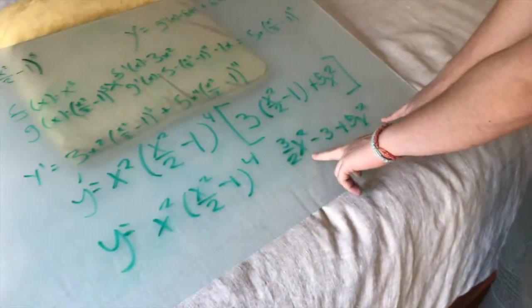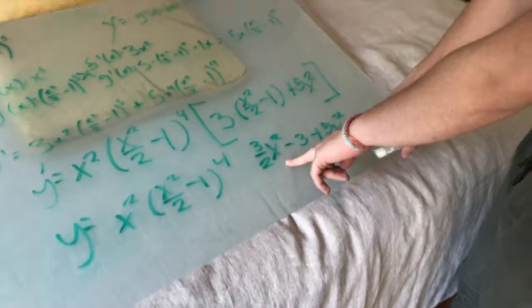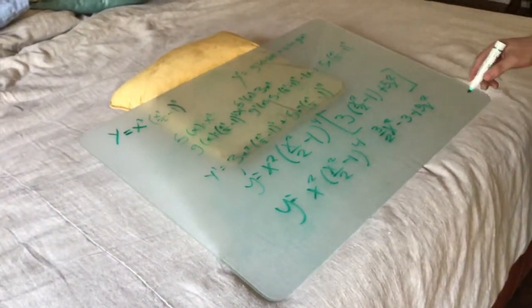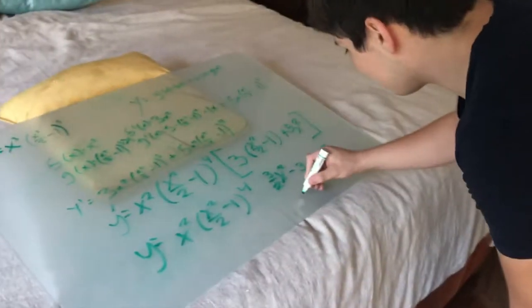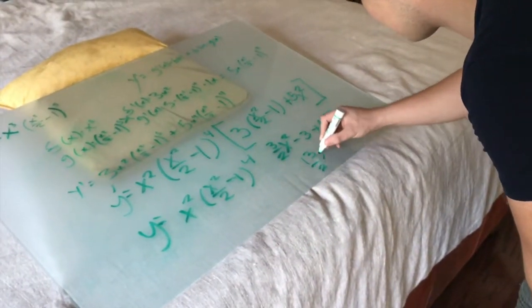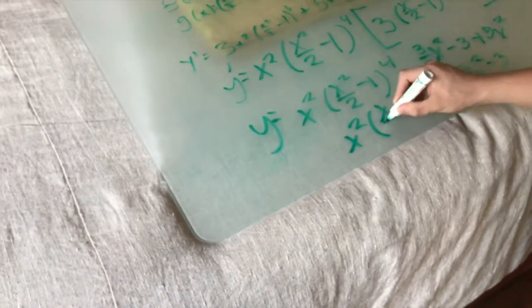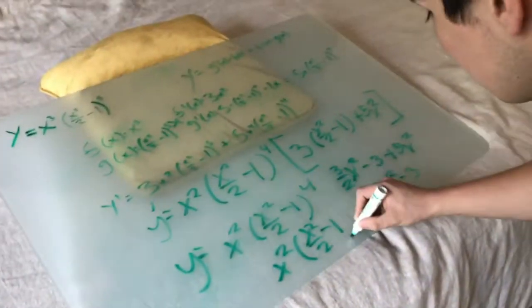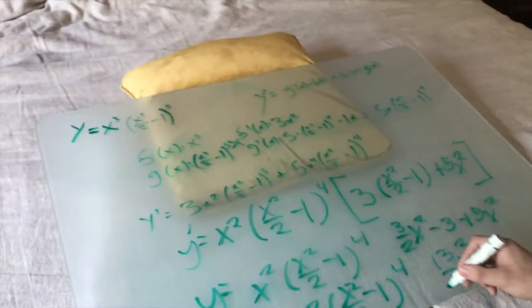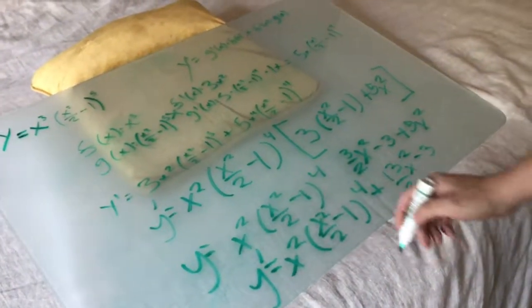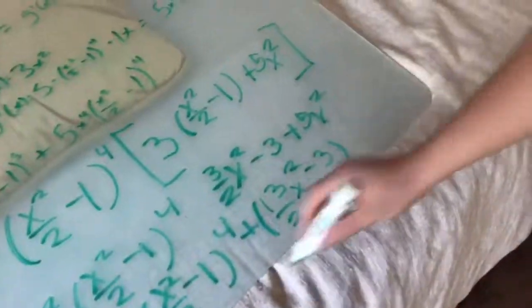Then we have common factors here, so we can add them. 5 plus 3 over 2 is 13 over 2, so 13 over 2 x squared minus 3. And our final answer, adding this, would be x to the second, parentheses x over 2 to the second power minus 1 to the fourth, plus, and y prime is equal to our answer. Just don't forget to write the parentheses. And we have our final answer.